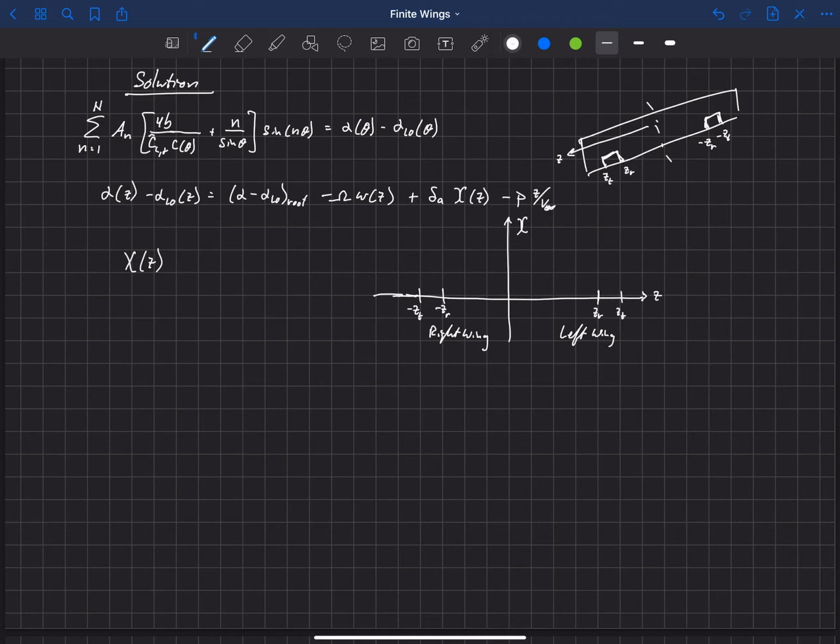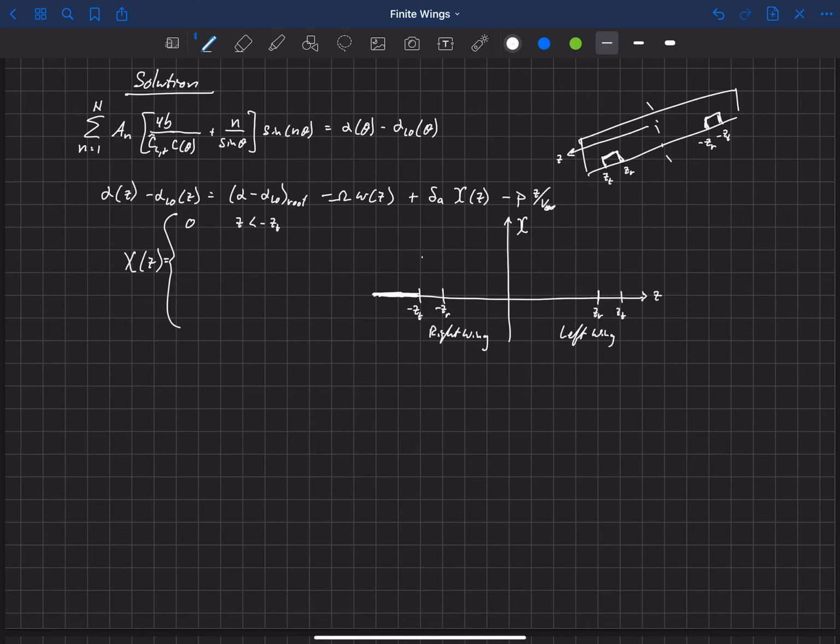Okay, so let's look at what chi of z now looks like. This is going to be equal to, if we have a z location that is less than minus zt, then it's going to be 0. We didn't change the twist in the wing at all in the region where we don't have an aileron. So chi of z is going to be 0 for z less than minus zt, so that's in this region right here.